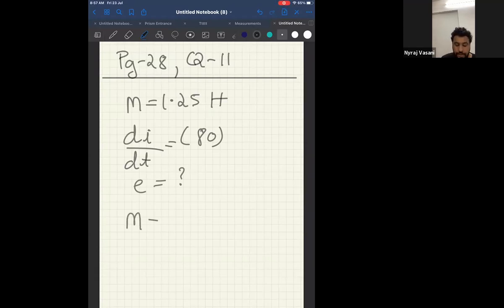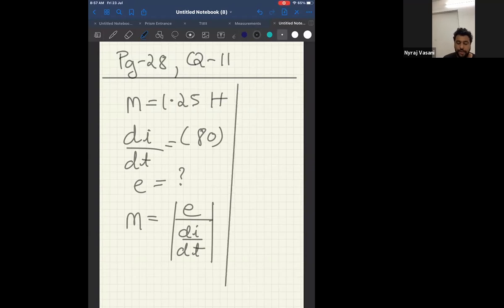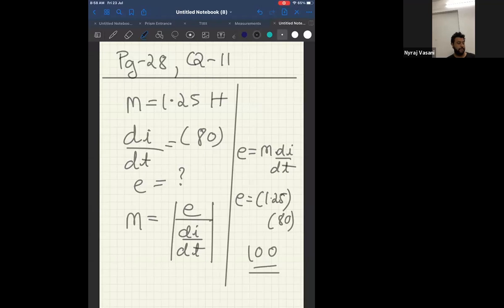Now I know M is equal to E divided by di by dt. This is the formula for mutual induction we did in the last class. From this formula, can I say E will be equal to M into di by dt? E is equal to M into di by dt, or E is equal to M is 1.25 into di by dt is 80. Now, 1.25 into 80, if I look at the option, it is directly 100. Therefore, answer will be D. Just check. Are you getting it for question number 11? Answer as 100. Just check. Answer is D.